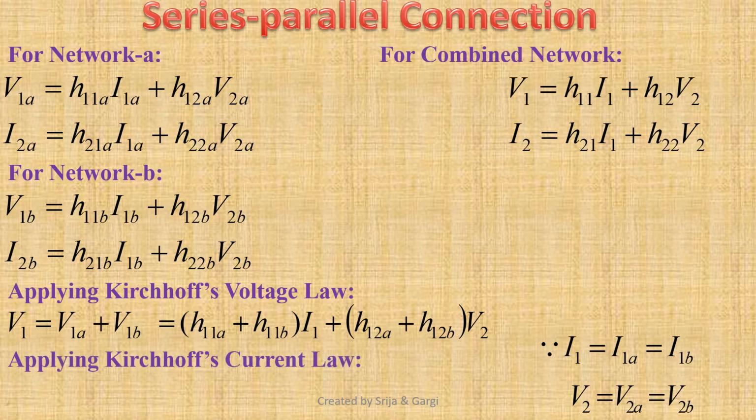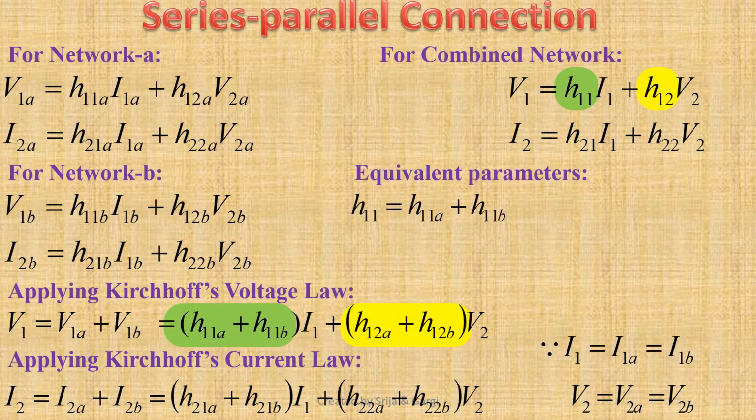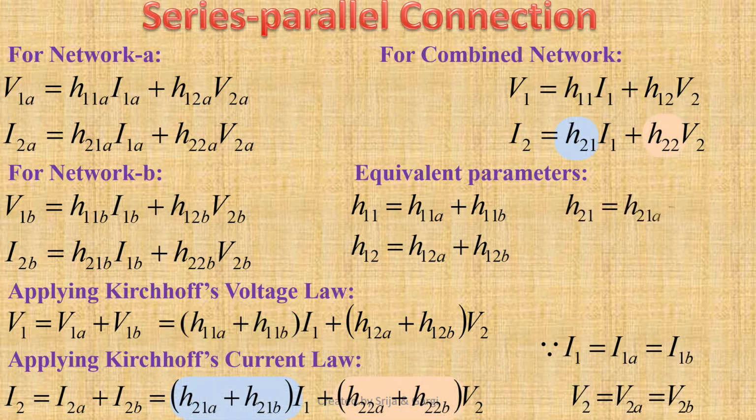Applying Kirchhoff's current law at the output port, we can write I2 equals I2A plus I2B. Using the expressions of I2A and I2B, we get I2 equals (H21A plus H21B) times I1 plus (H22A plus H22B) times V2. By comparing the expressions of V1, we get H11 equals H11A plus H11B and H12 equals H12A plus H12B. Comparing the expressions of I2, we get H21 equals H21A plus H21B and H22 equals H22A plus H22B.